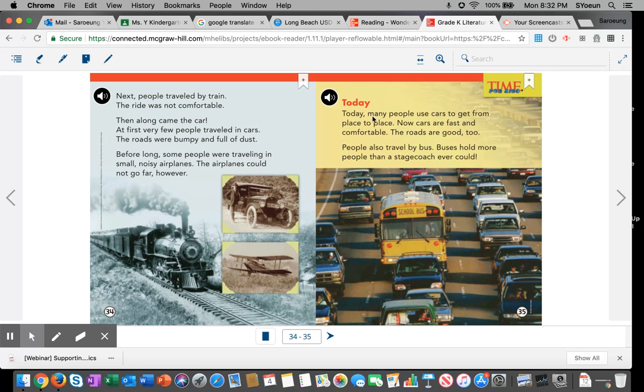Today, many people use cars to get from place to place. Now cars are fast and comfortable. The roads are good too. People also travel by bus. Buses hold more people than a stagecoach ever could.